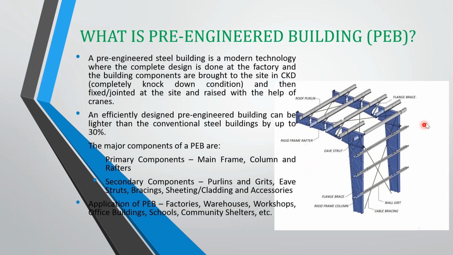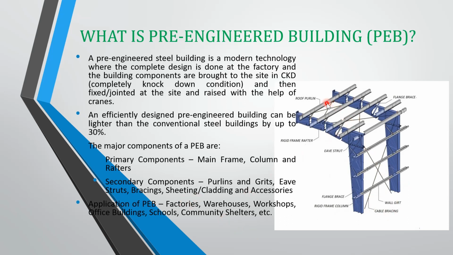And girts, these horizontal members which are connecting these two columns here, these are the girts. Eave struts. Eave struts are not shown in the diagram here. Bracings. Our bracings can be either plan bracings, which are given on the plan or on the roof of our PEB structure, or it can be elevation bracing, which is shown as cable bracing here, or these also can be sag rods. Sheeting and cladding.